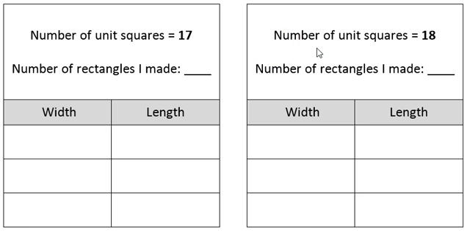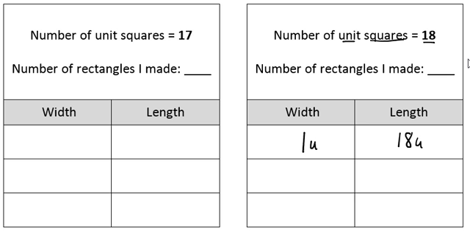I'm actually going to start with the second chart. It asks for a rectangle that uses 18 square units. I know to find an area of 18, I need to multiply my width and my length to get 18. So for example, I could have a width of 1 unit and a length of 18 units. That would give me an area of 18 square units.